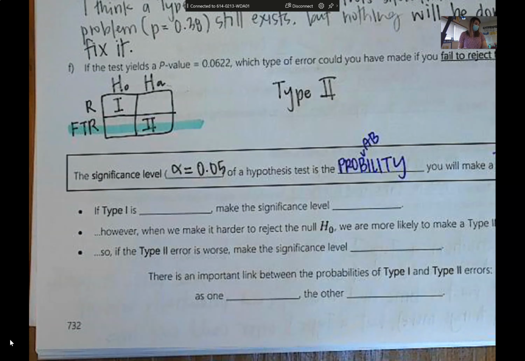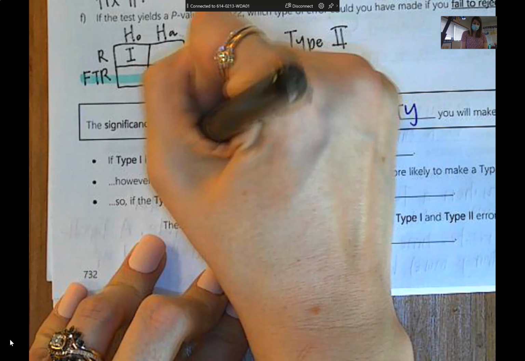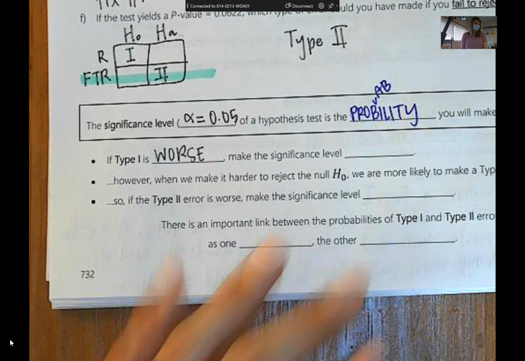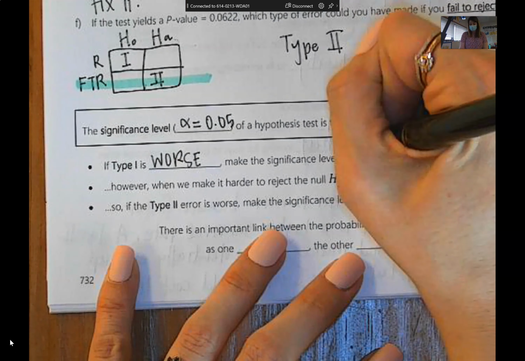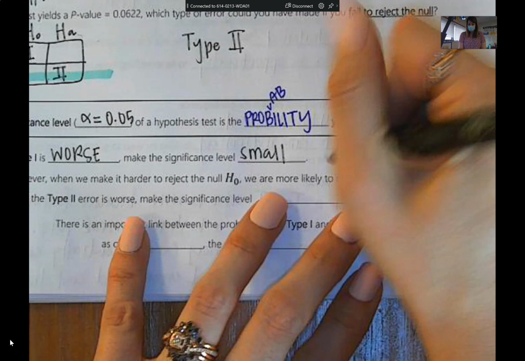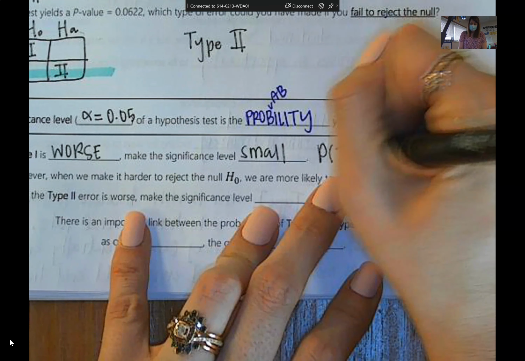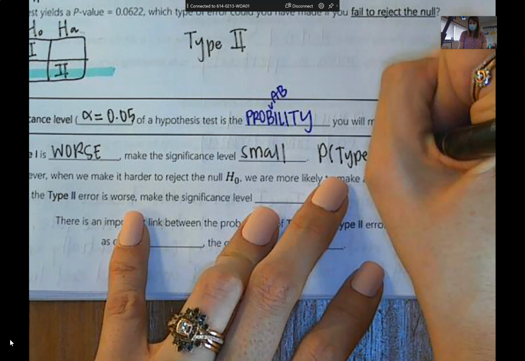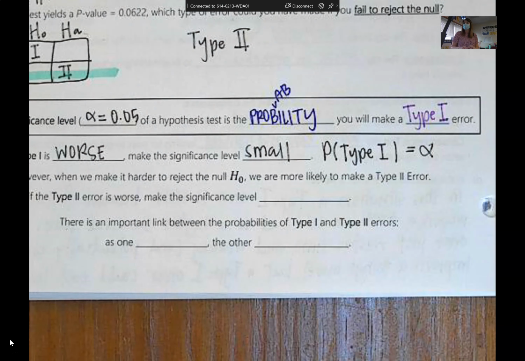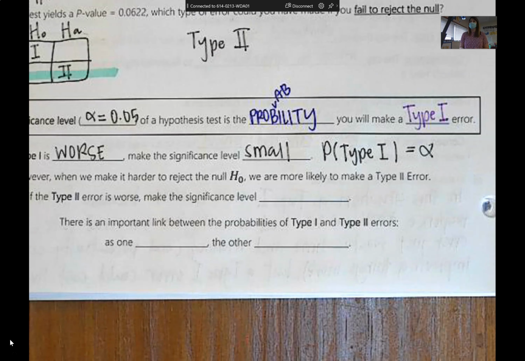If a type 1 error is worse, because they ask you up here which type do you think is worse, then for whatever you're looking at, make the significance level small. Because, just to be really clear, the probability of getting a type 1 error is equal to alpha. So if a type 1 error is really bad, you want your alpha to be as small as you can make it.